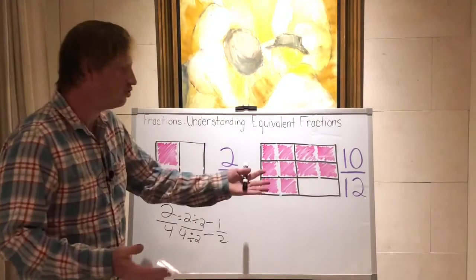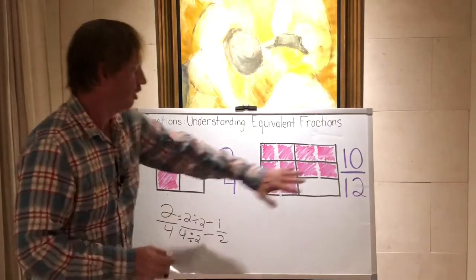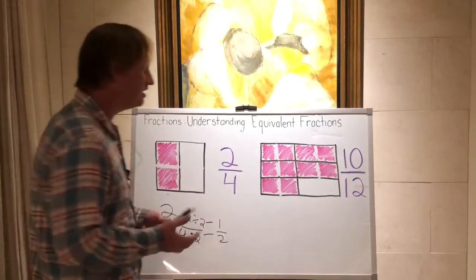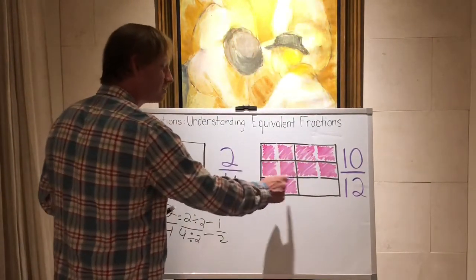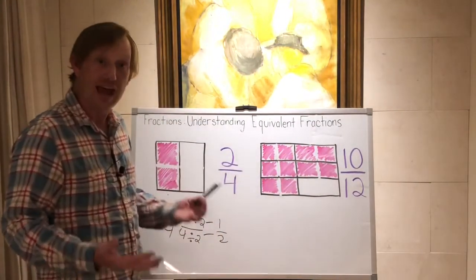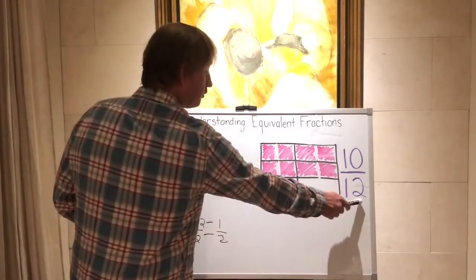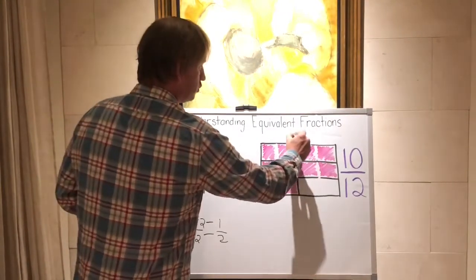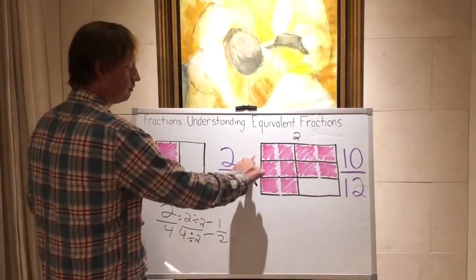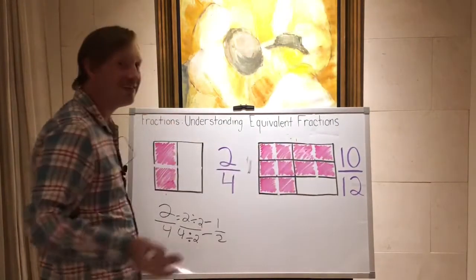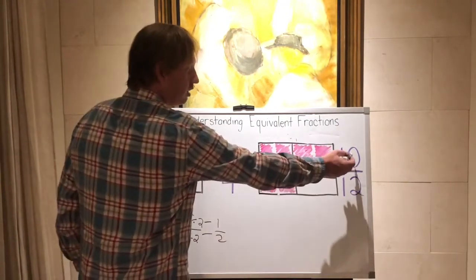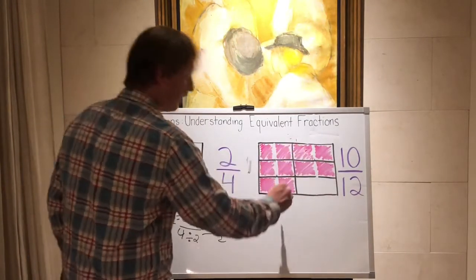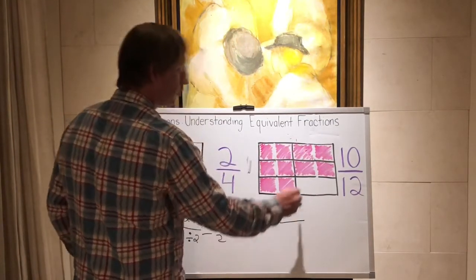So again, I didn't change how much of our rectangle was colored in. That's the same. All I did was change how many boxes were in the total. Now, instead of having 12 total boxes, there are 6. 2 times 3. So in this problem, we have converted 10 over 12 into 5 over 6.